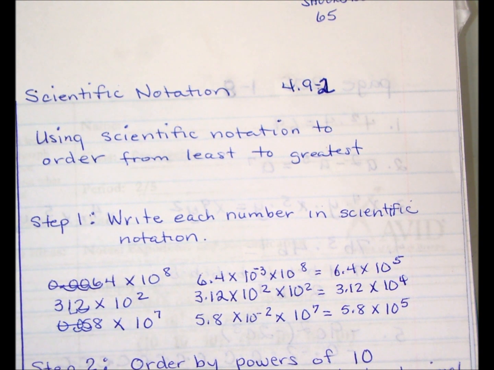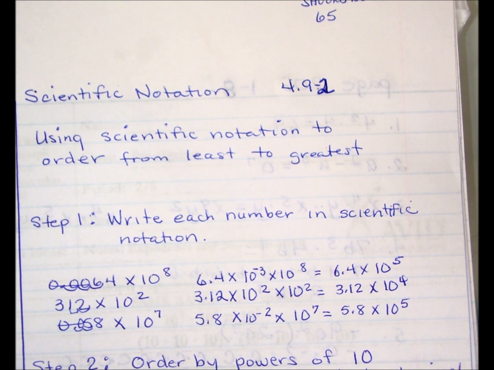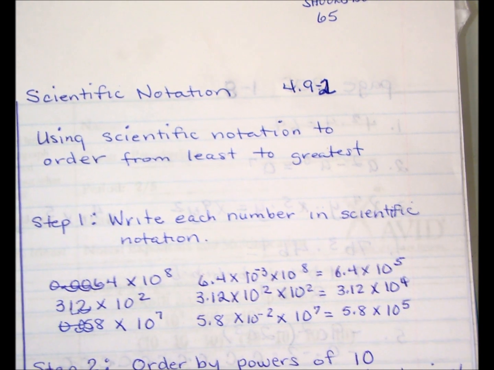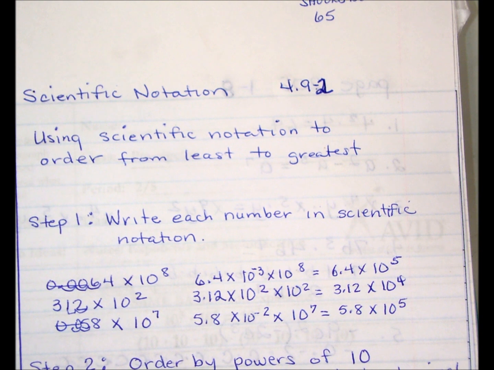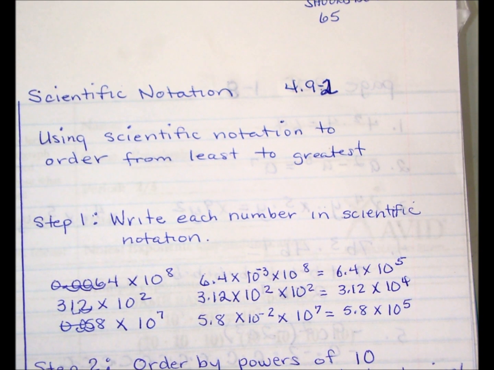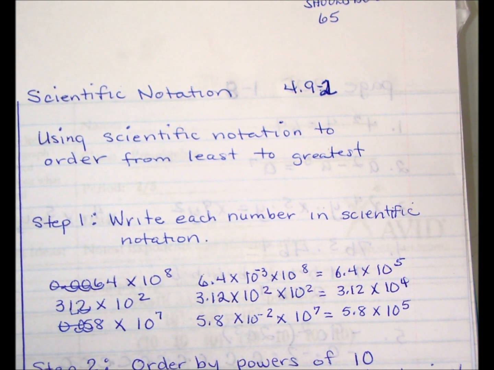Now it says order by the powers of 10. If the powers are the same, we order by the decimals. So the smallest power was 10 to the 4th power. So we put that one first. Then there was 10 to the 5th power, and there were 2 at 10 to the 5th power. So 5.8 is smaller than 6.4 since we're ordering least to greatest. So that's the order we put them in.